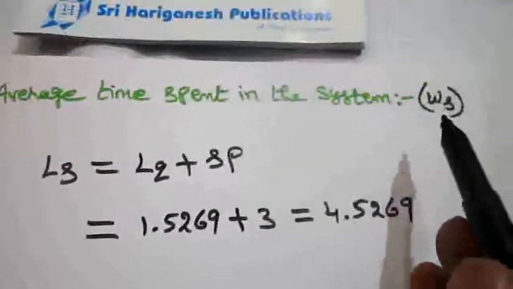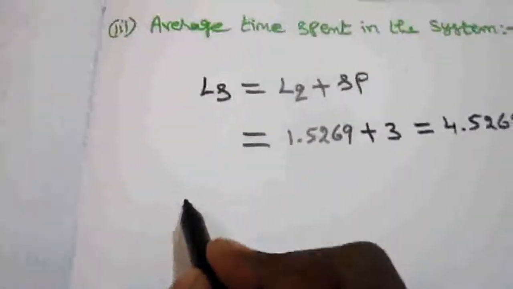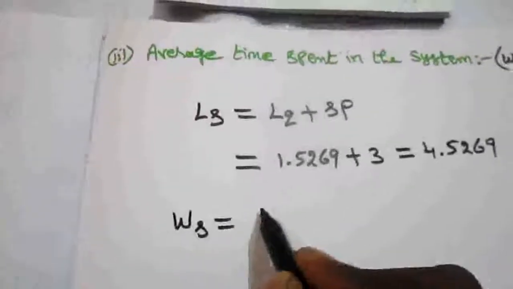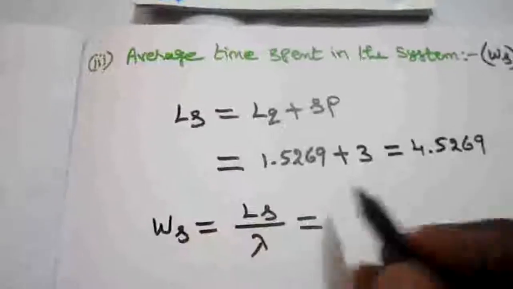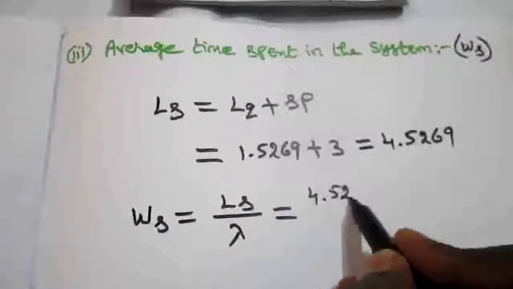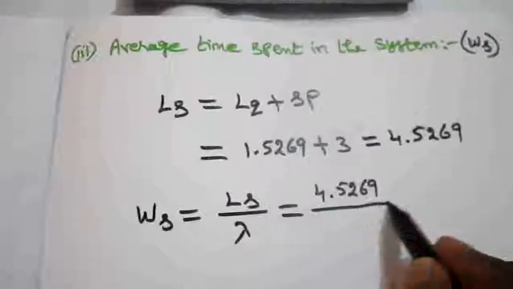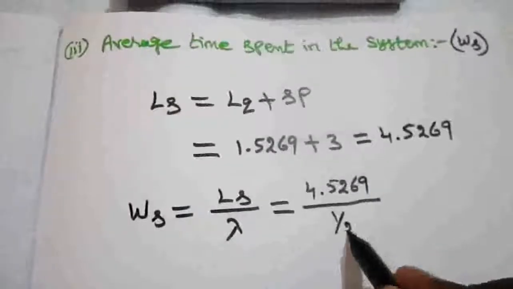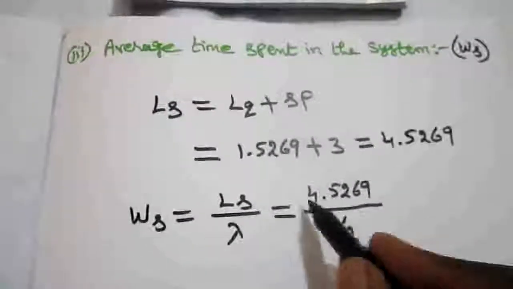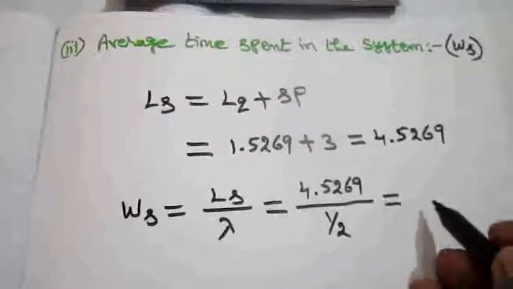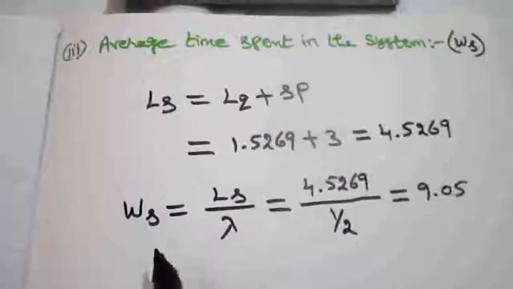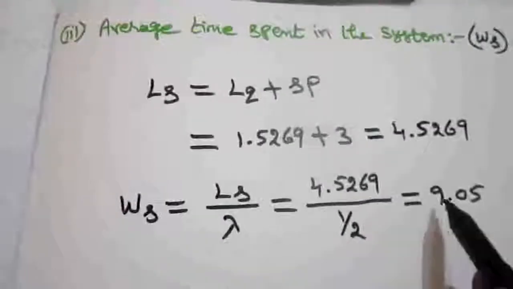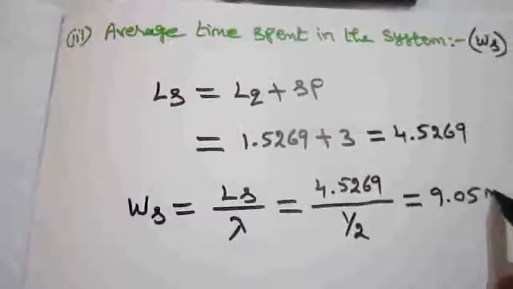But we want to find out WS. The formula for WS is equal to LS by lambda. So LS we found 4.5269 divided by lambda value which is 1 by 2. So denominator and numerator multiply with 2 here, we will get 9.05. So customer waiting time in the system is 9.05 minutes.